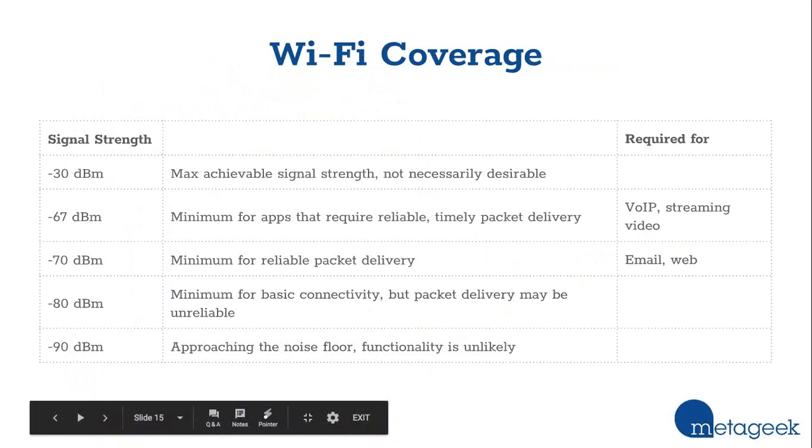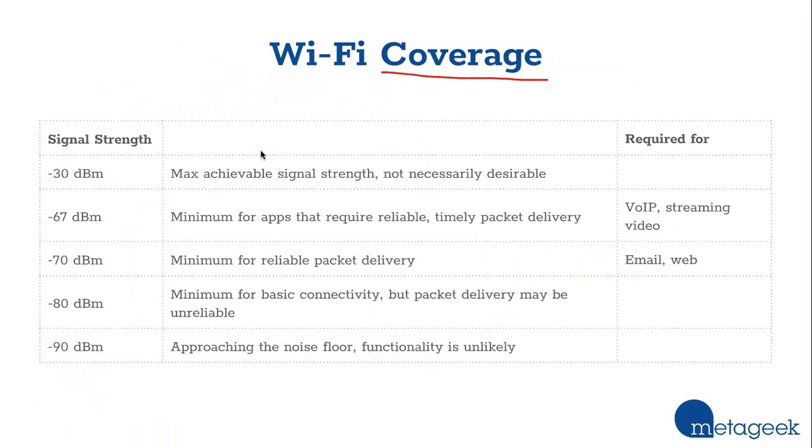The next thing that we need to worry about is coverage. This is perhaps one of the most important things to have in Wi-Fi. And to get coverage, we have to understand a couple of things about signal strength. A couple of things that are really important. First off, we measure signal strength in dBm. Now, there's another measurement out there.